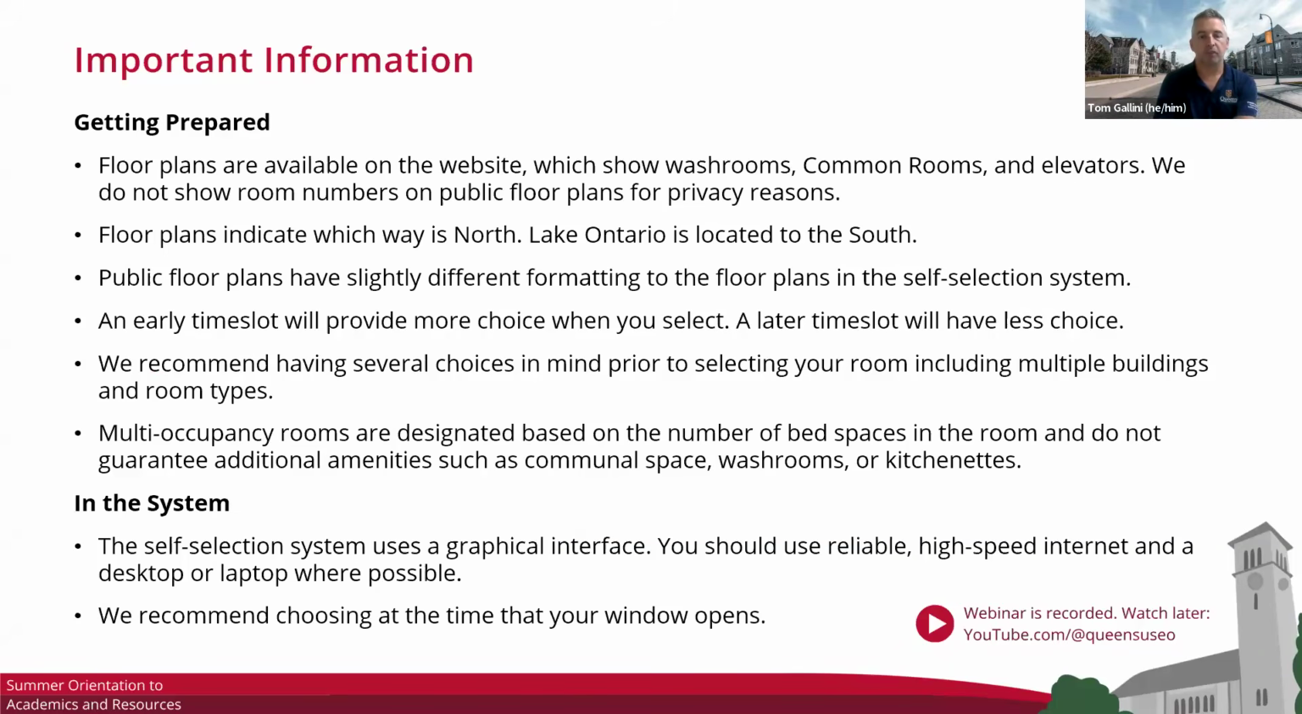Alrighty, so for the self-selection itself, there is a little bit of preparation that we recommend that you do. We recommend looking at the floor plans, which are available online. They were updated, I think about a couple of months ago now, to show where the communal washrooms are, and also common rooms, and also elevators as well. We don't show room numbers on the public facing floor plans for privacy reasons. But you will see floor numbers when you enter the self-selection system itself.